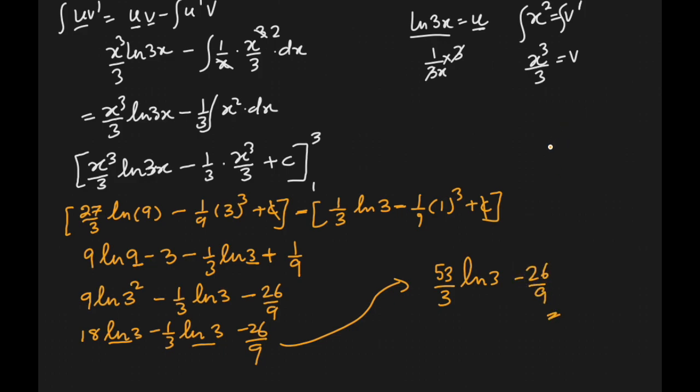This is what it is. A is this one, C is this one, and B is this one. Both A and C are rational numbers, B is an integer. This is what they wanted us to show.